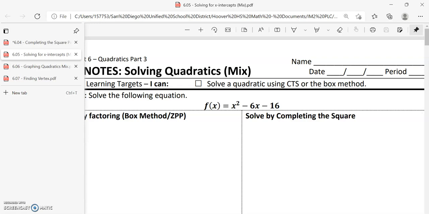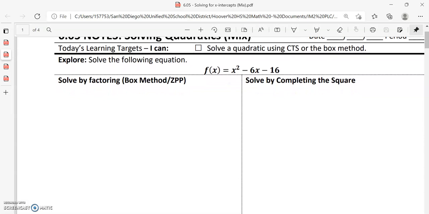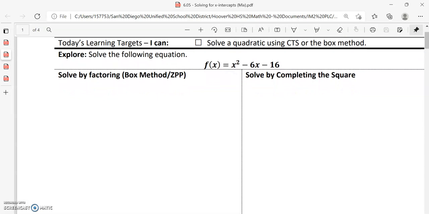6.05, solving quadratics. So we're going to be mixing back and forth between factoring and by completing a square. We're going to first start off by doing both, it's the same problem, and then we'll talk about why you might only use one of them.